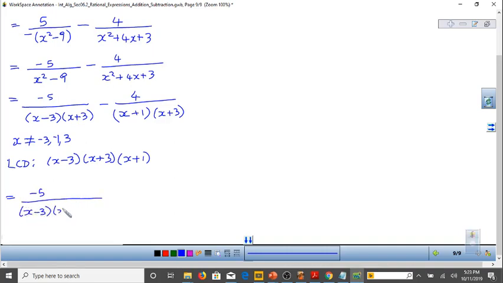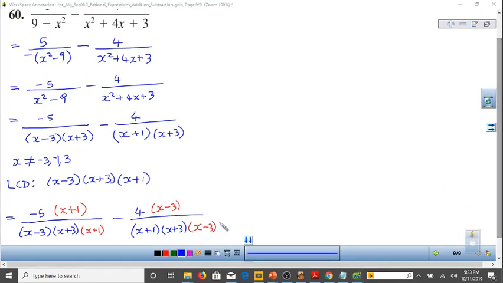So x minus 3 times x plus 3, leave some space for the multiplication, and 4 over x plus 1 times x plus 3. We are going to multiply this expression by x plus 1, numerator and denominator. And we'll multiply numerator and denominator here by x minus 3. And then we'll combine the numerators and see what we can do from there.